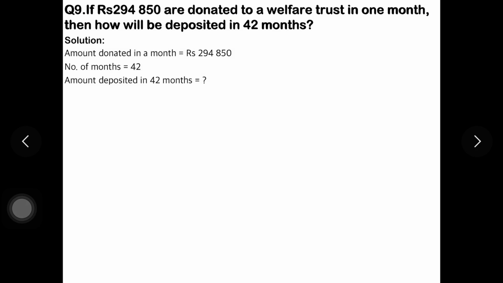Very easy. First we will write the solution, then we will find the answer through a short statement, that is, amount donated in a month. Amount donated in 1 month is rupees 294,850. We have to find for 42 months. Number of months is 42. Now we will find the total amount of 42 months through multiplication.